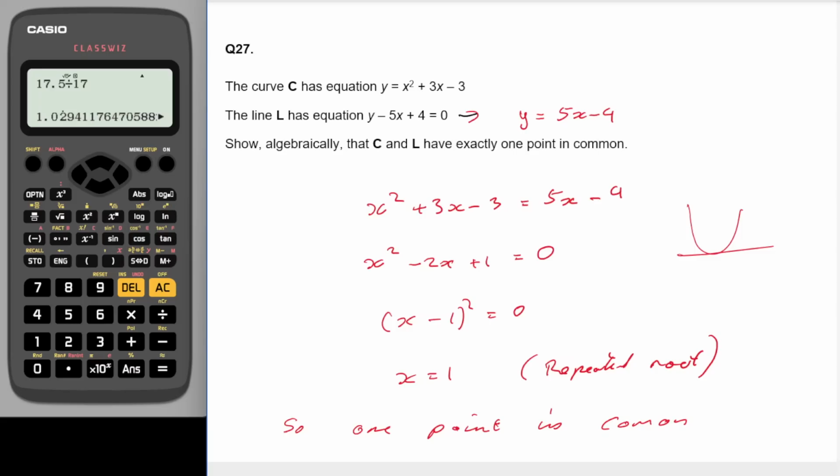Should we give the coordinate? Which would be 1, 1. I don't think we particularly need that then.